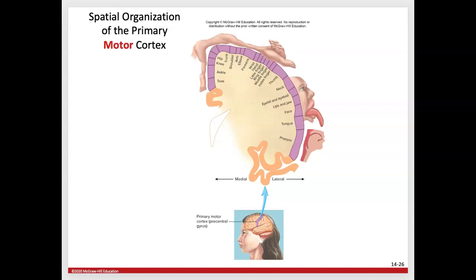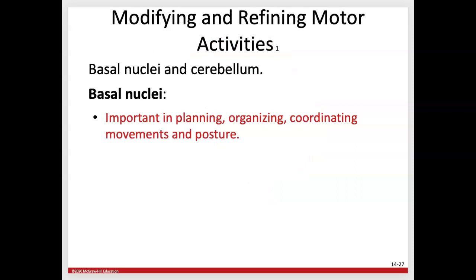This is the spatial organization of the primary motor cortex. When you compare this picture to the other picture, you'll notice that there are some differences. But you can compare them on your own if you want. You're not going to have to label this or anything. It's just giving you some more information based on what we're talking about here.